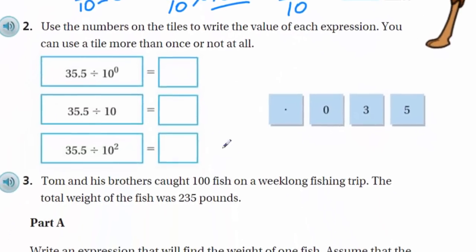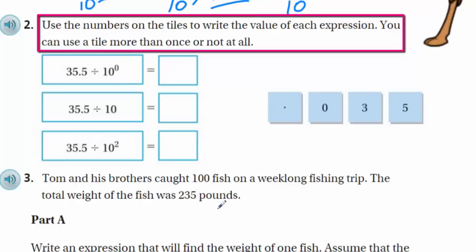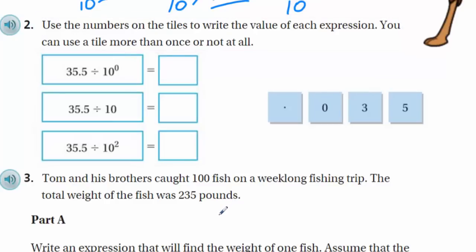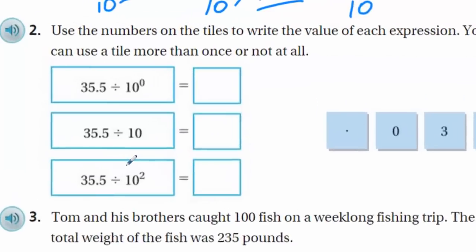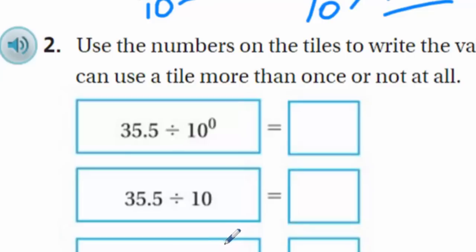Now we have to use the numbers on the tiles to write the value of each expression. You can use a tile more than once or not at all. Okay, what do we have here? We have 35.5 divided by 10 raised to the 0 power.